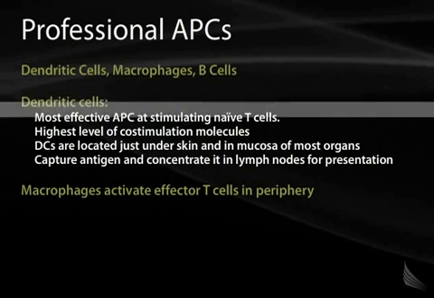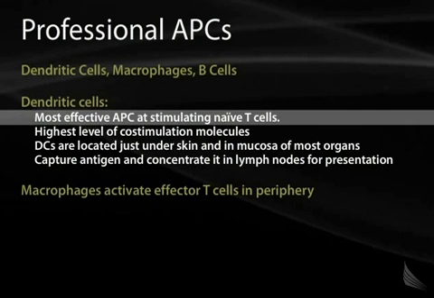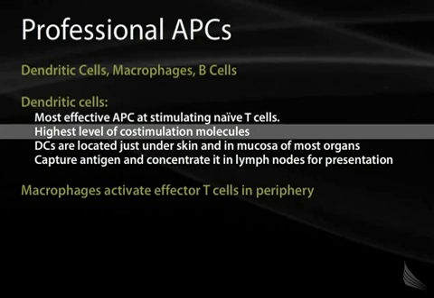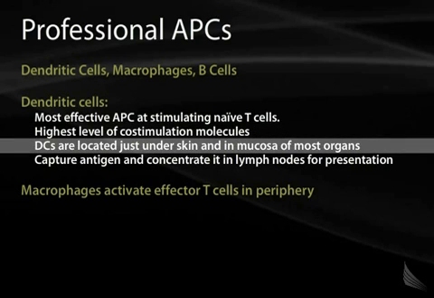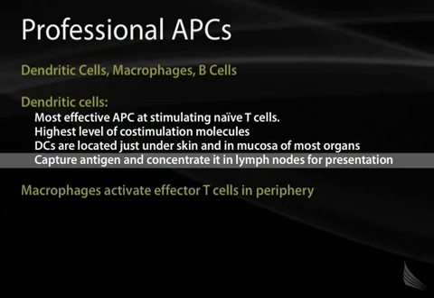Some of the highlights, some of the things that you might want to know about some of these cells. Dendritic cells are considered the most effective APC at stimulating naive T cells. Why are they the most effective? Well, they express the highest level of co-stimulation molecules, and they also express the highest levels of MHC class 2. Dendritic cells are located just under the skin and in the mucosa of most organs. Those that are located just under the skin are referred to as what? Langerhans cells, right?